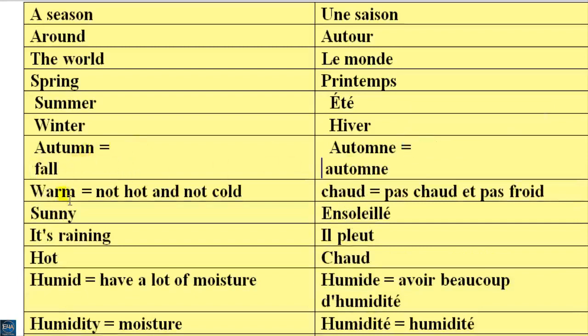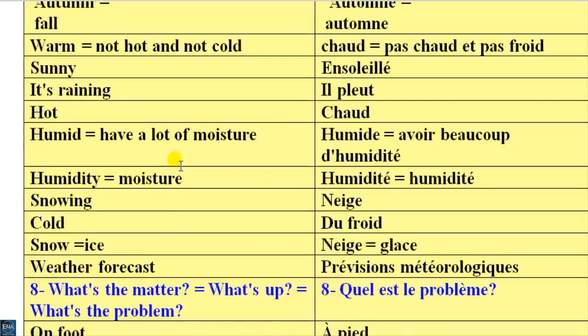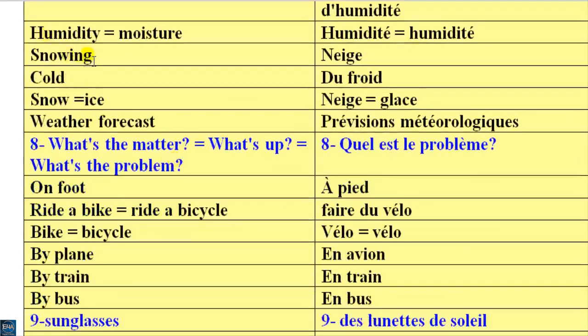Autumn, fall. Warm, not hot and not cold. Sunny, it's raining, hot, humid, have a lot of moisture, humidity, moisture, snowing, cold, snow, ice, weather forecast.